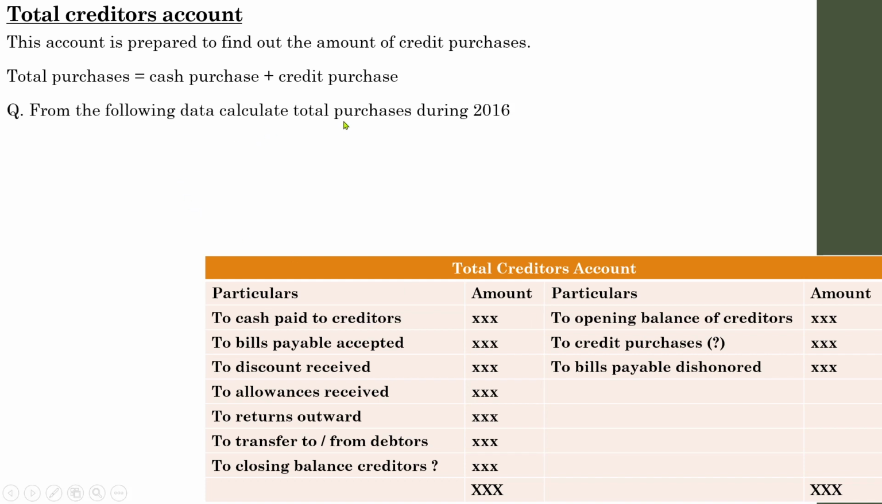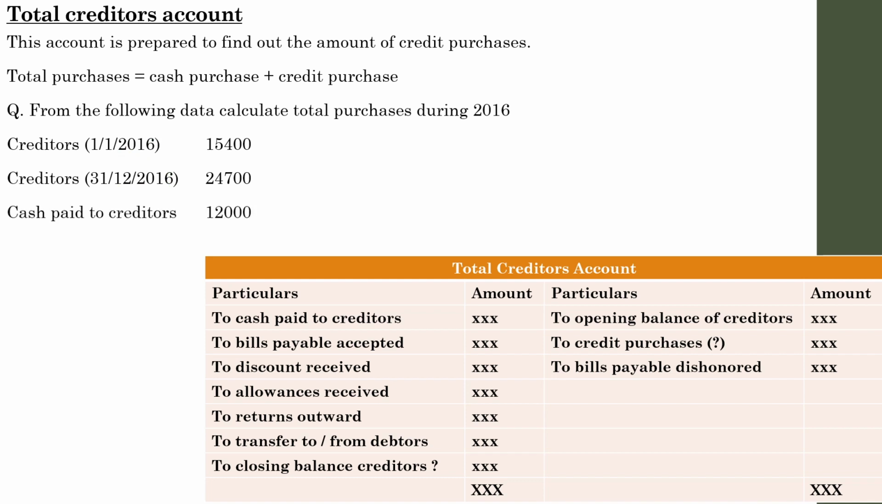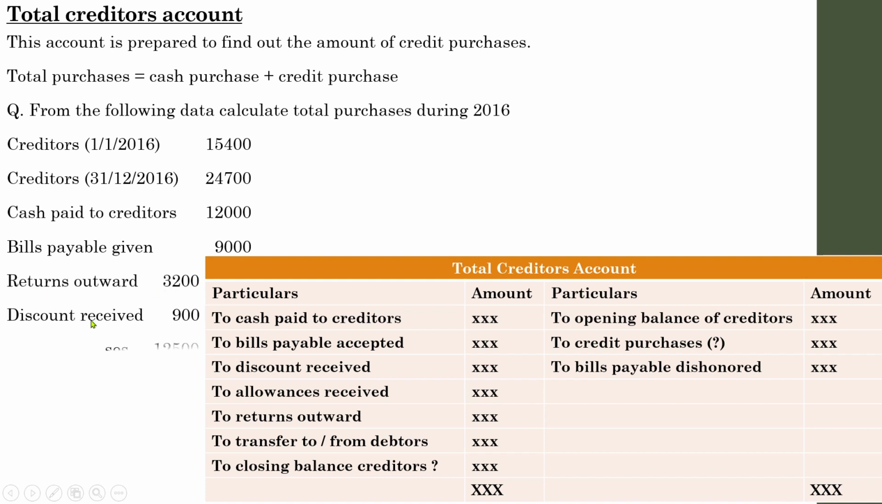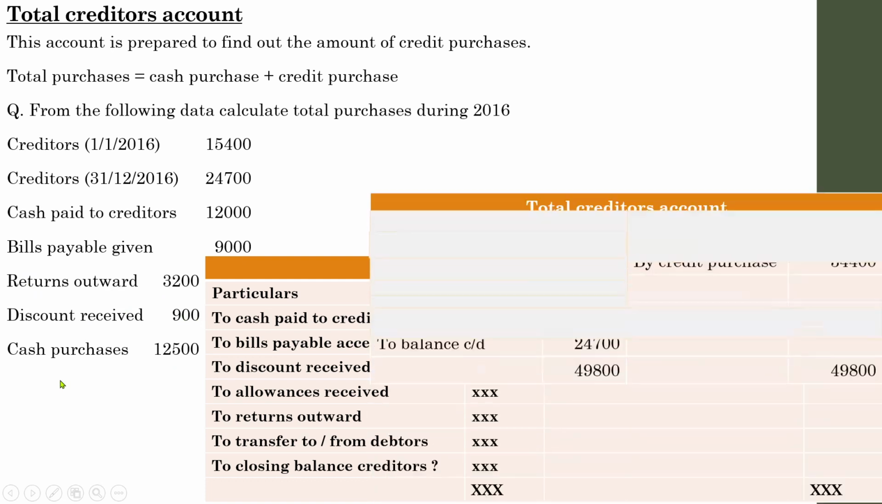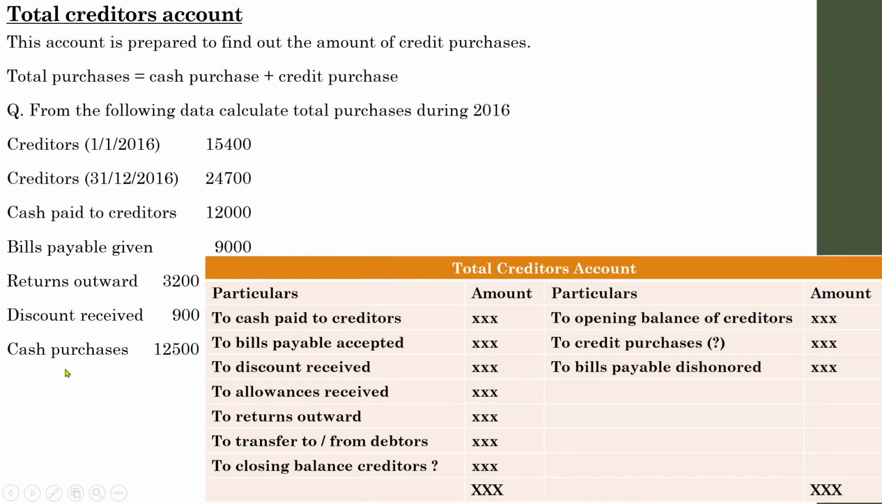From the following data, calculate total purchases during 2016. Details are given below. Creditors 1/1/2016. I hope you know the meaning of 1/1/2016. Next one, creditors 31/12/2016. From the date itself you can easily identify what is meant by opening and what is the closing. Then cash paid to creditors, bills payable given, returns outward, discount received, cash purchases. So let us prepare a total creditors account on the basis of the details available in the question.